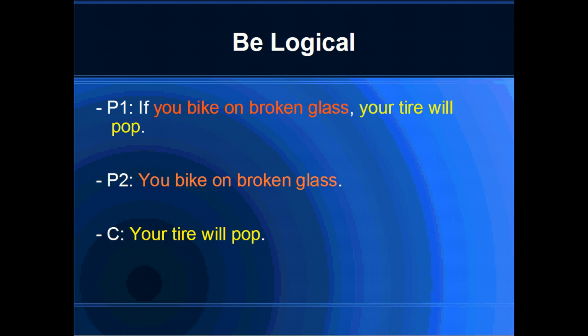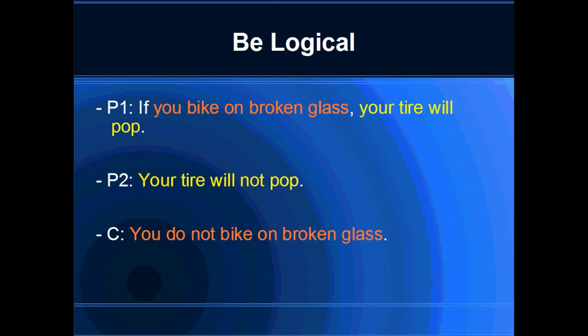Okay, premise 2, you have an affirmation of the cause. You bike on broken glass. So if the effect does necessarily occur every time that cause occurs, then your conclusion will be your tire will pop. Okay, so that's the first type. For the second type, again, you start with the same premise. If you bike on broken glass, your tire will pop. Now in the second premise, you have a negation of the effect. If you biking on broken glass is supposed to necessitate that your tire will pop, then the cause must not have occurred since the effect did not occur. So then the conclusion you get is you do not bike on broken glass.